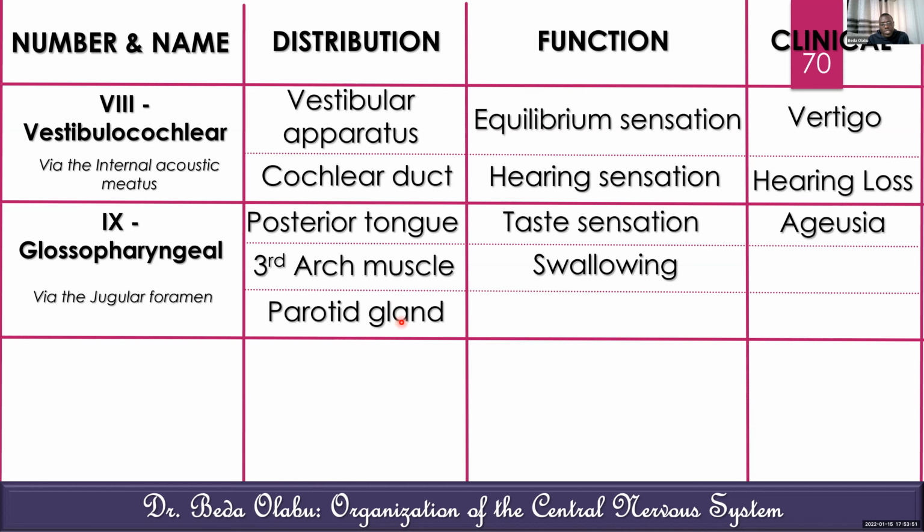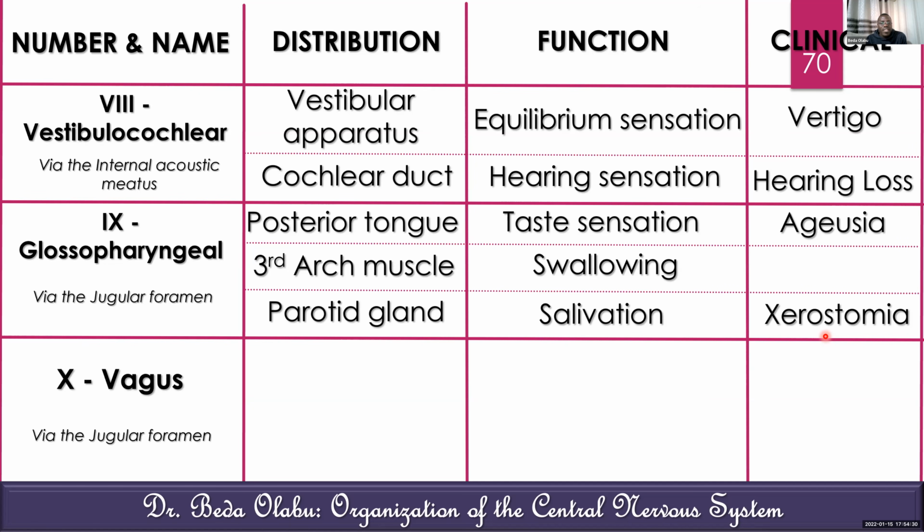The other distribution of the glossopharyngeal nerve is the parotid gland. This is the largest salivary gland. This large salivary gland is located just anterior to the ears. And so it's for salivation, production of saliva. And so if you injure the fibers of the glossopharyngeal nerve which go to the parotid gland, you are going to significantly affect salivation. And so the patient will be presenting most probably with a dry mouth, which we call xerostomia.